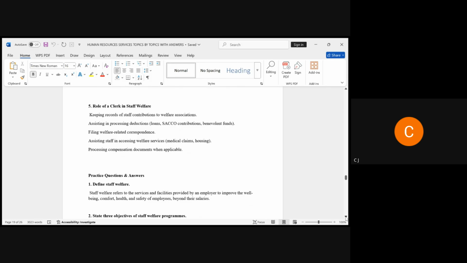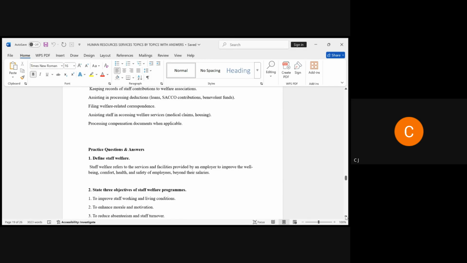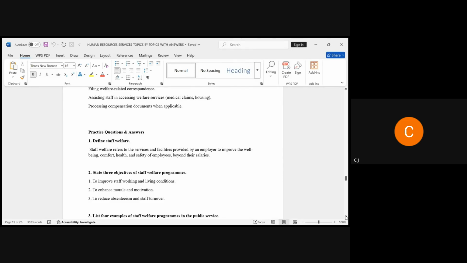State 3 objectives of staff welfare programs. 3 objectives of staff welfare programs we have: to improve staff working and living condition, to enhance morale and motivation, to reduce absenteeism and staff turnover. List 4 examples of staff welfare program in the public service.